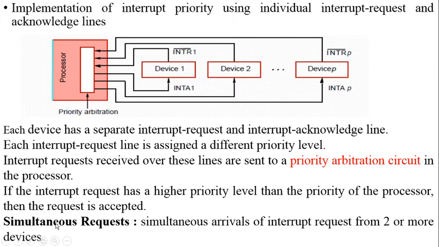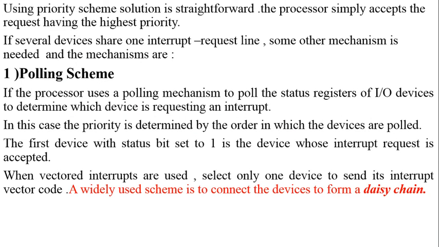Next is about simultaneous interrupt requests: simultaneous arrival of interrupt requests from two or more devices. How do we handle simultaneous interrupt request arrival from two or more devices? This is done using a priority scheme. The solution is straightforward: the processor simply accepts the request having higher priority.